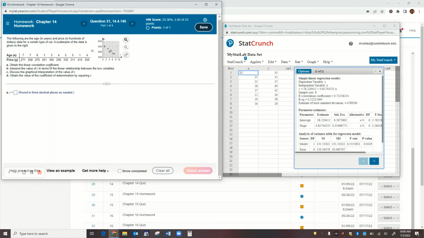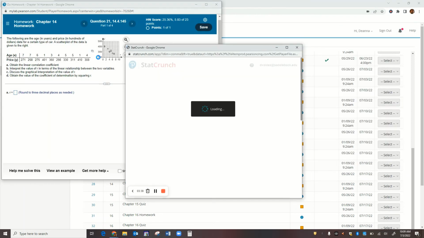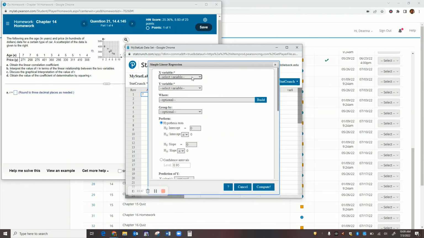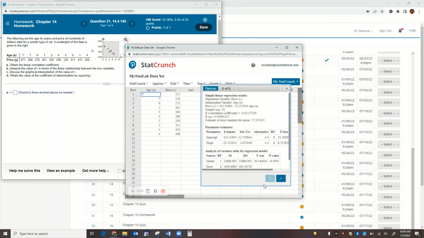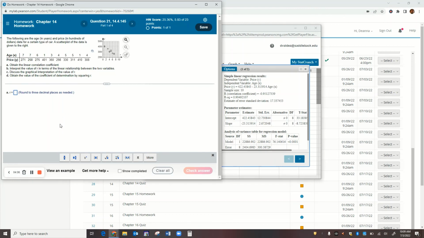Obtain the linear correlation coefficient. So that's R. So I'm going to take the data, open it in StatCrunch. And I'm going to go stat, regression, simple linear, and then X is age, Y is price, and I'm trying to find the value of R. That's my linear correlation coefficient. They even put it right here, correlation coefficient. So this we're going to round to 3 decimal places. It's negative 0.951.